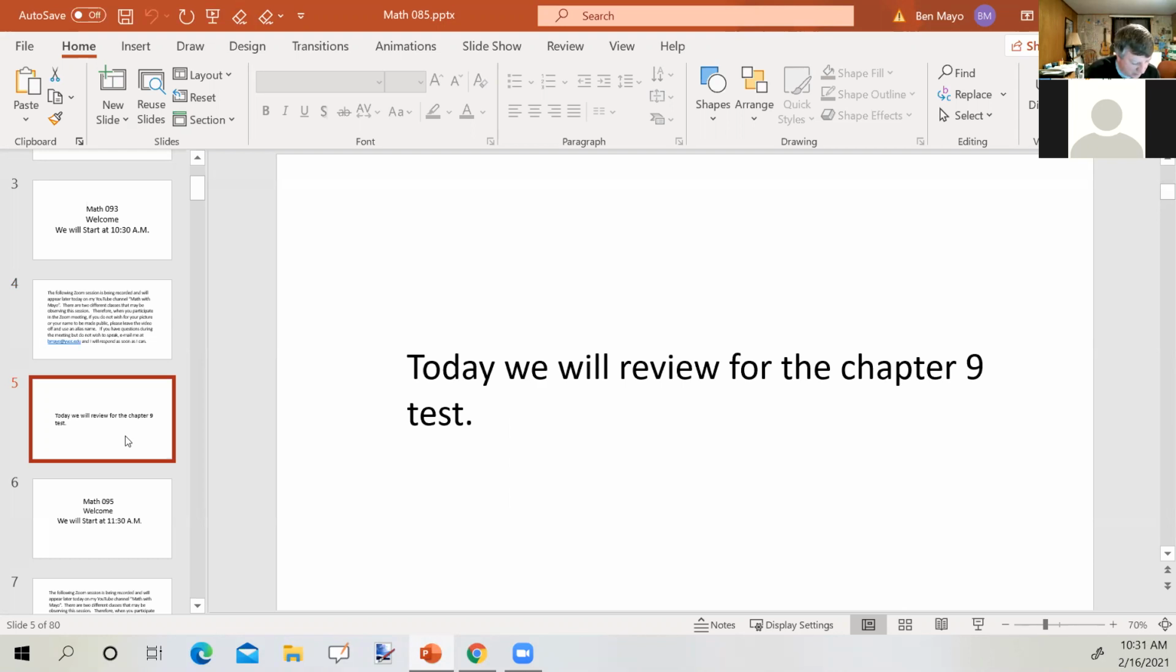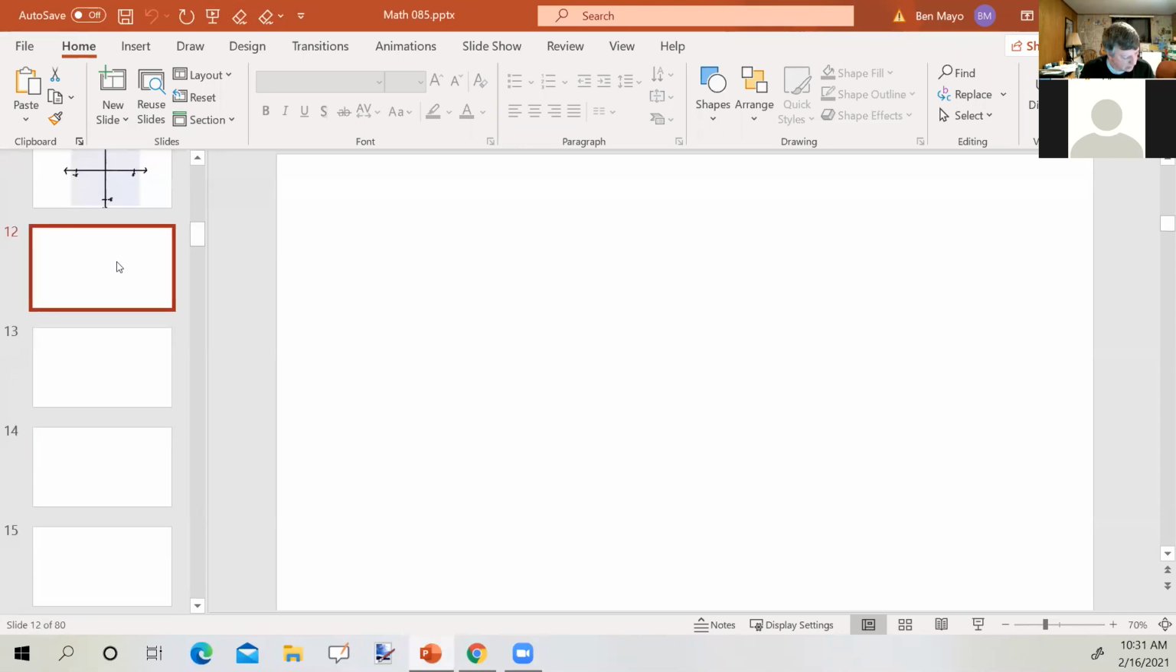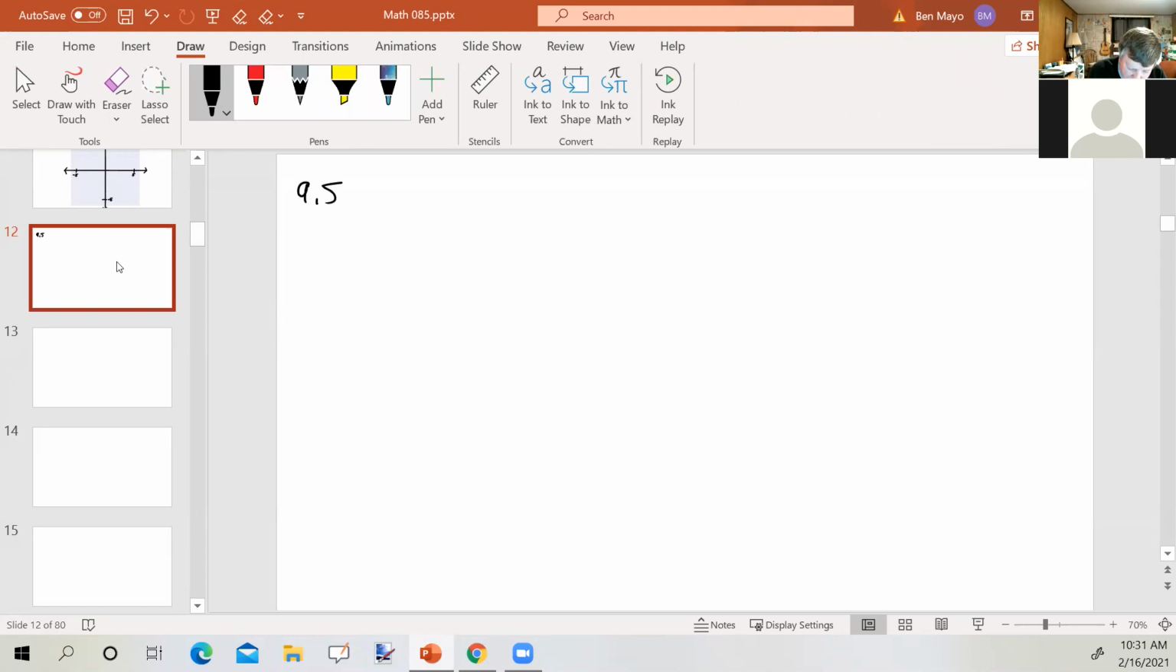All right, I have some questions that I'm going to look at now. This is from section 9.5, number 10. It says, solve the equation, write all proposed solutions. If a solution is extraneous, so indicate. So an extraneous solution is one that we get in the process of solving the equation, but when we check it and plug it back in, it doesn't work.